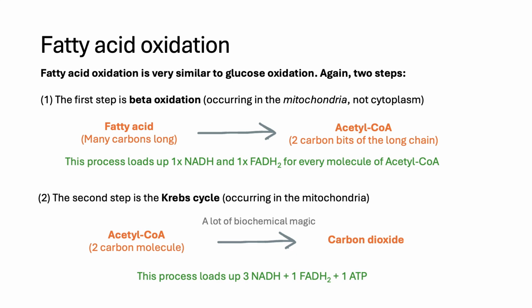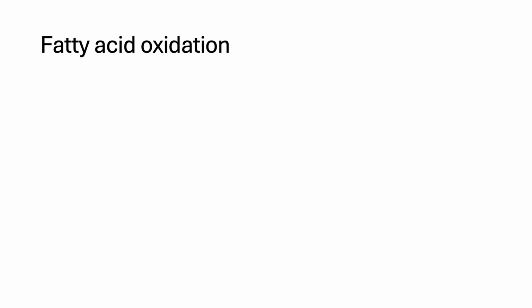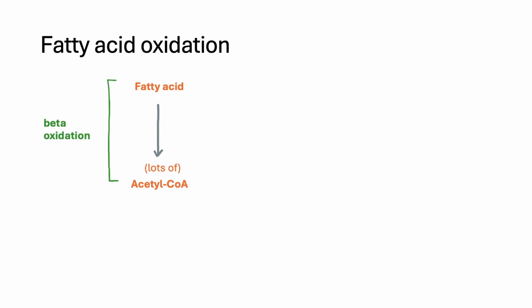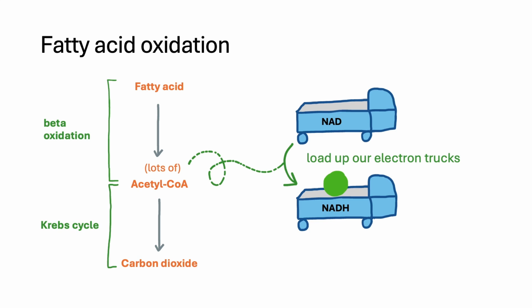Again, very similar to glucose oxidation. I'm going to draw this picture again in vertical format. Fatty acids, we're going to break it down 2 carbons at a time to make lots of acetyl-CoA, which we call beta oxidation. And then finally, we put the acetyl-CoA through the Krebs cycle, which then creates carbon dioxide. And most importantly, we load up our electron trucks, ready for step 2, oxidative phosphorylation.